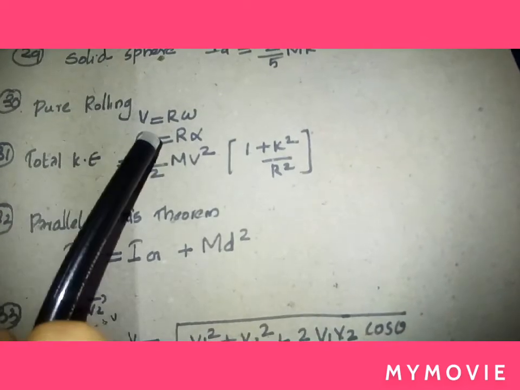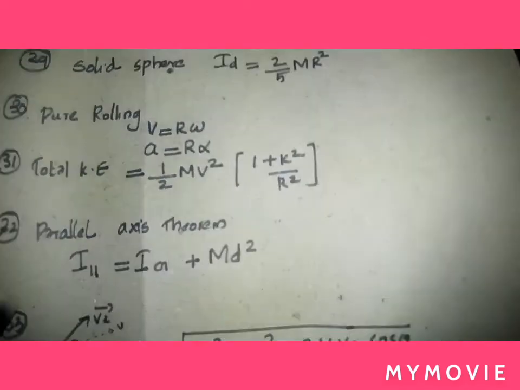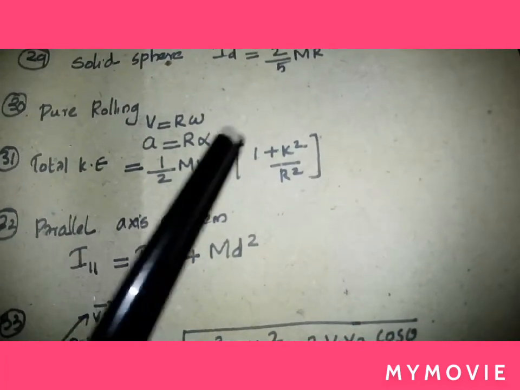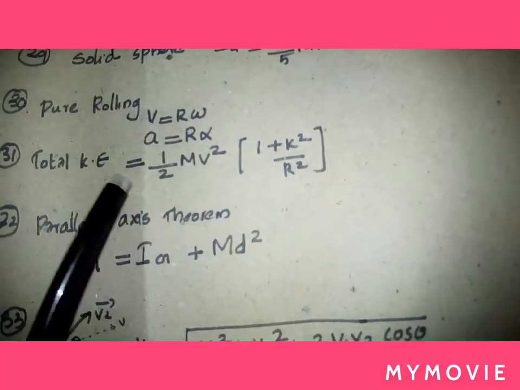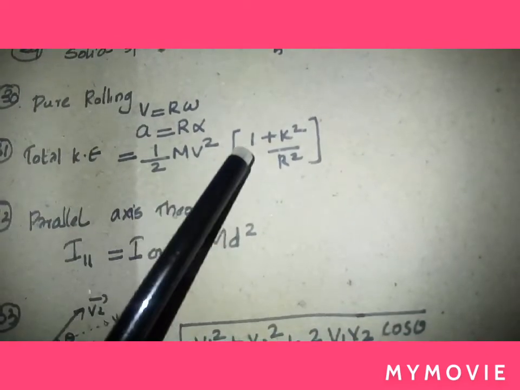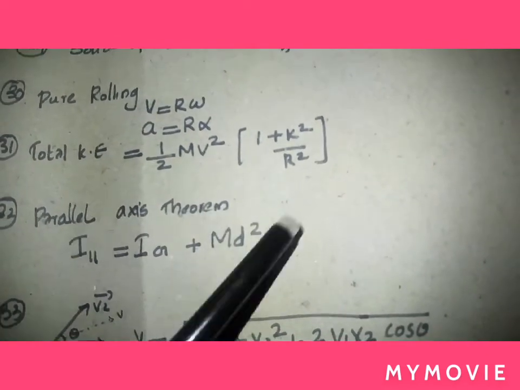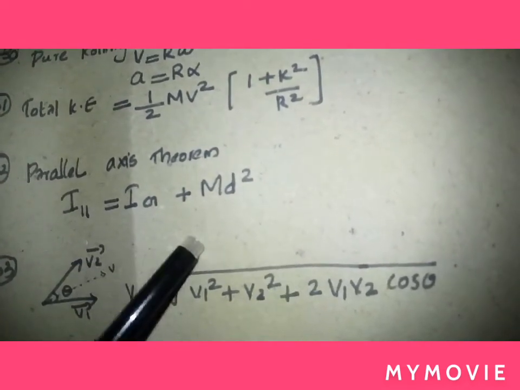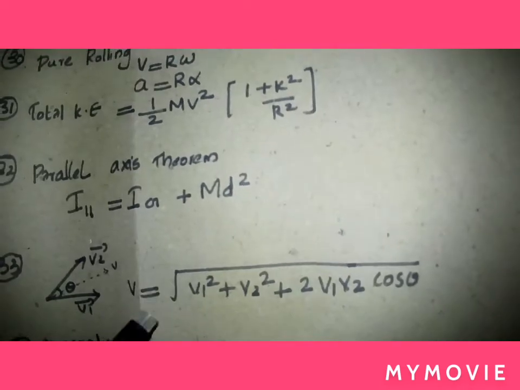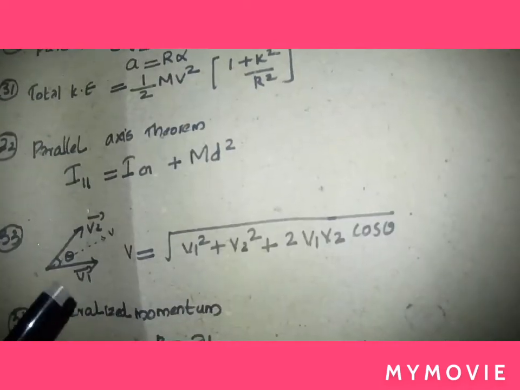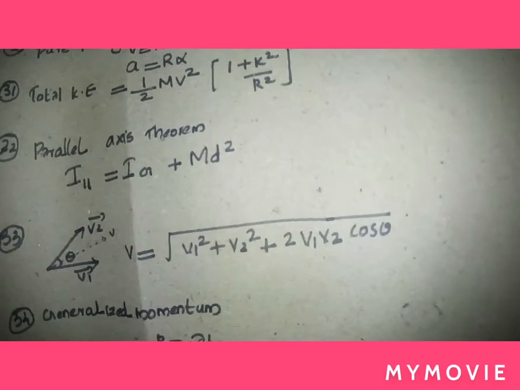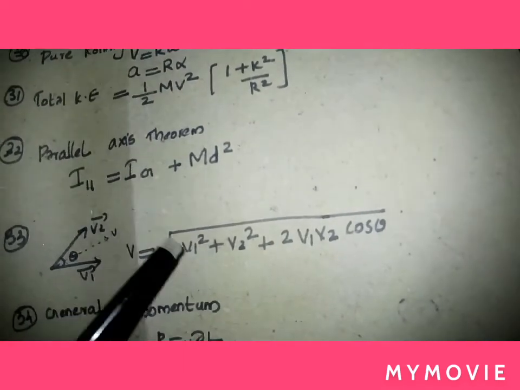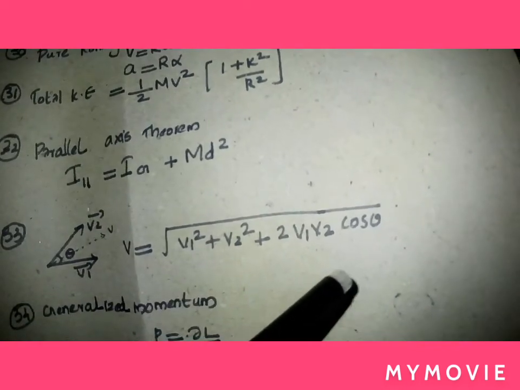For pure rolling, velocity is equal to r omega, where omega is angular velocity. a is equal to r alpha, where alpha is angular acceleration. Total kinetic energy is equal to half mv square into (1 plus k square by r square) for pure rolling. Parallel axis theorem: I parallel is equal to Ig plus md square, where Ig is the moment of inertia at the center of mass. Let v1 and v2 be two vectors which act at an angle theta. The resultant v is equal to the square root of v1 square plus v2 square plus 2 v1 v2 cos theta.